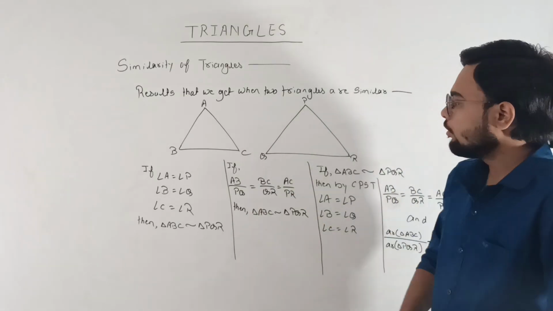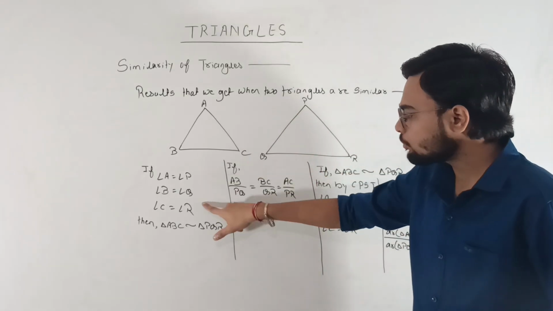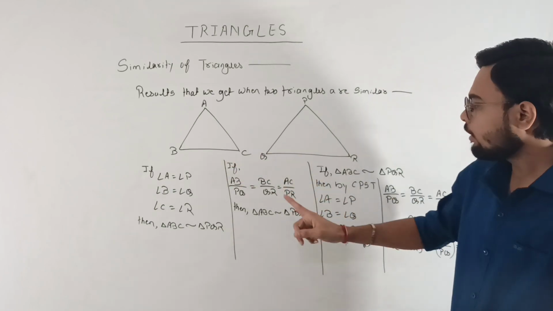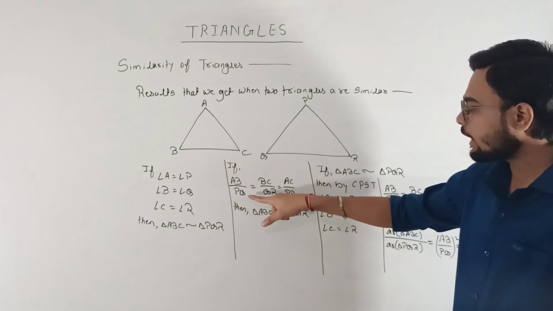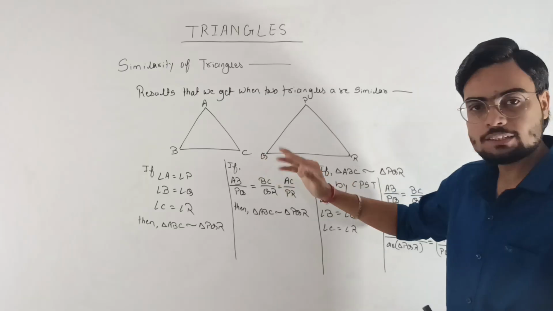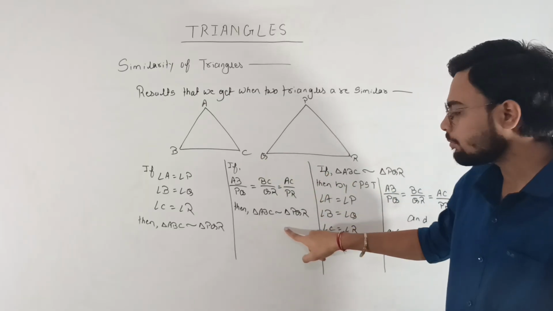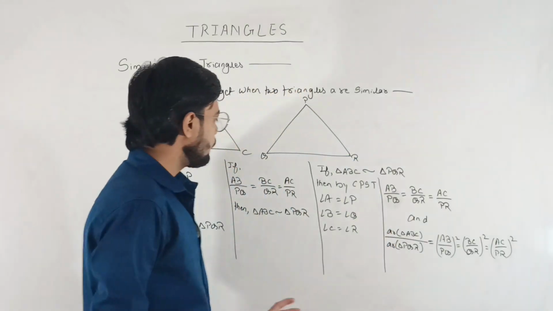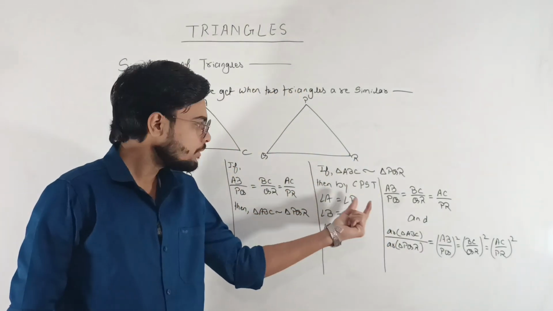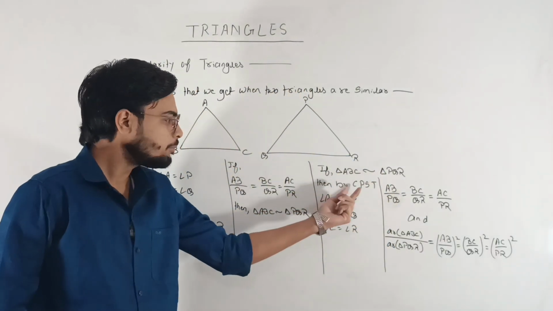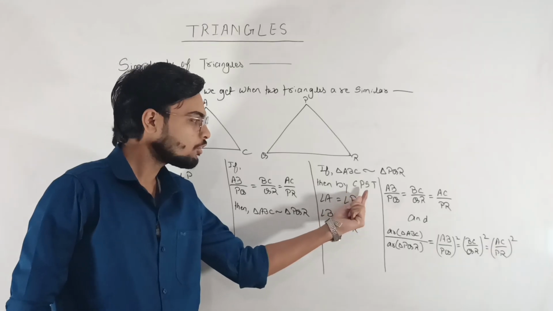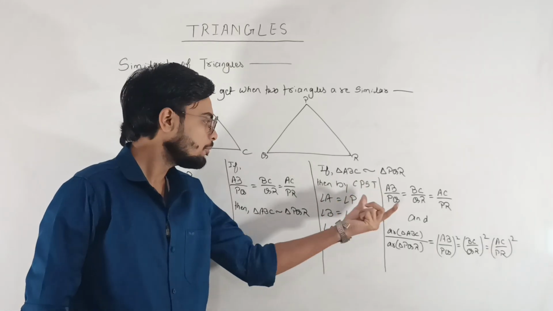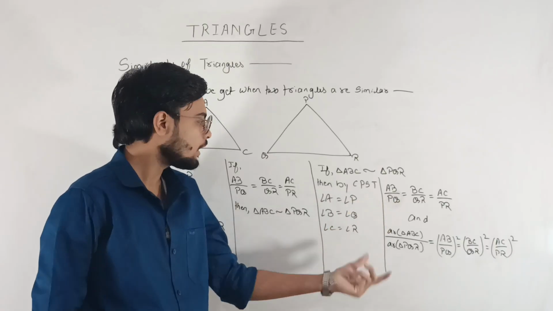Now look, when two triangles are similar, when their corresponding angles are equal, then triangle ABC is similar to triangle PQR, or when their corresponding sides are proportional or in the same ratio, then triangle ABC is similar to triangle PQR. These are the criteria for similarity. Now look, when two triangles are similar, ABC is similar to PQR, then by CPST. CPST is what? Corresponding parts of similar triangles, just like CPCT, corresponding parts of congruent triangles, same CPST, corresponding parts of similar triangles.